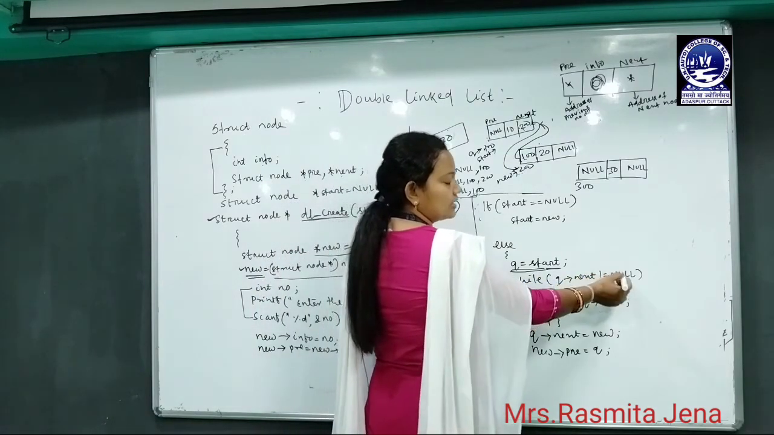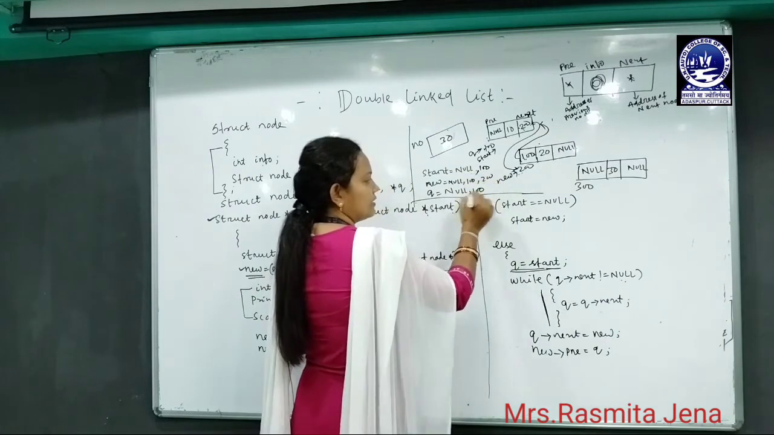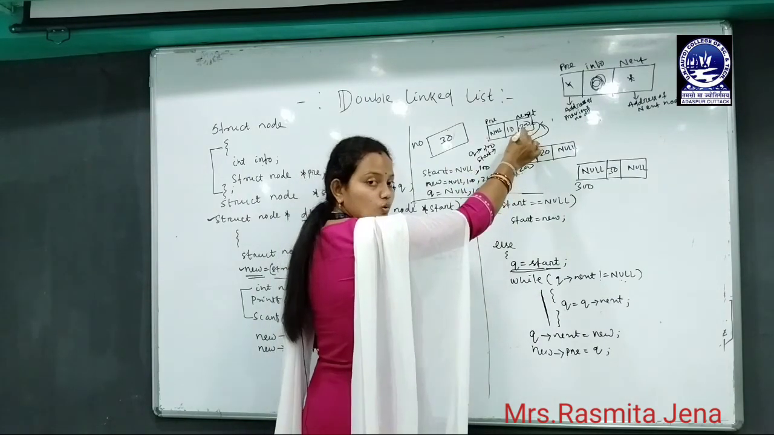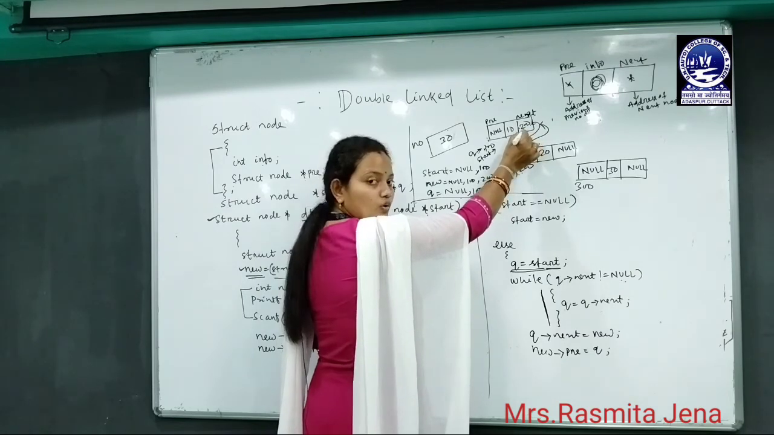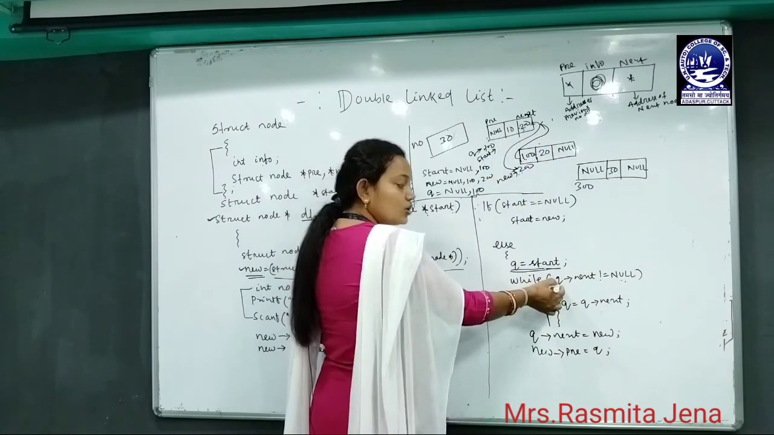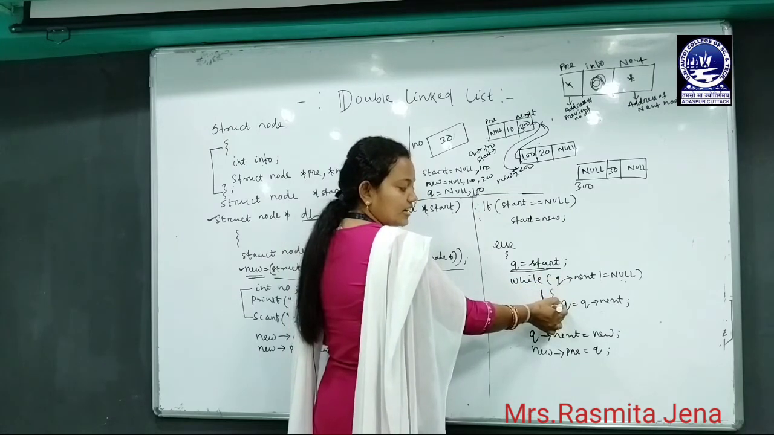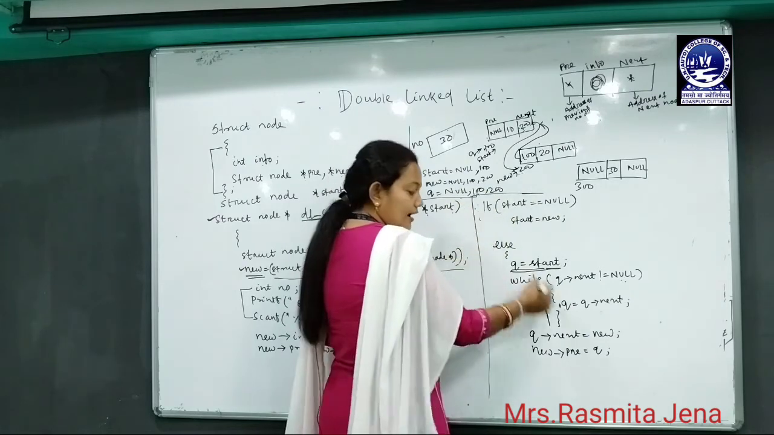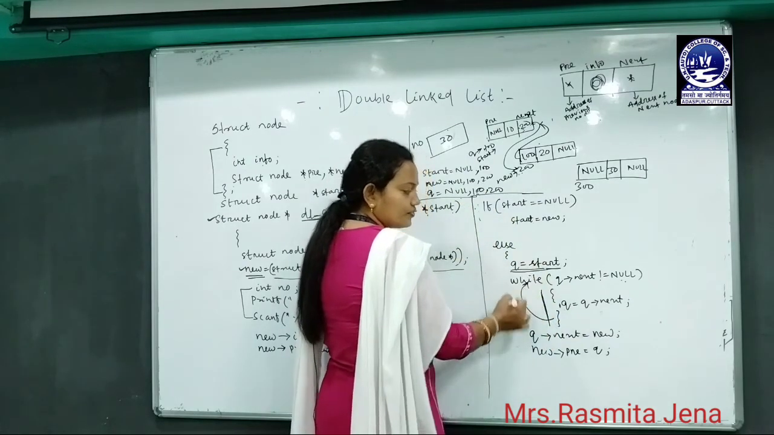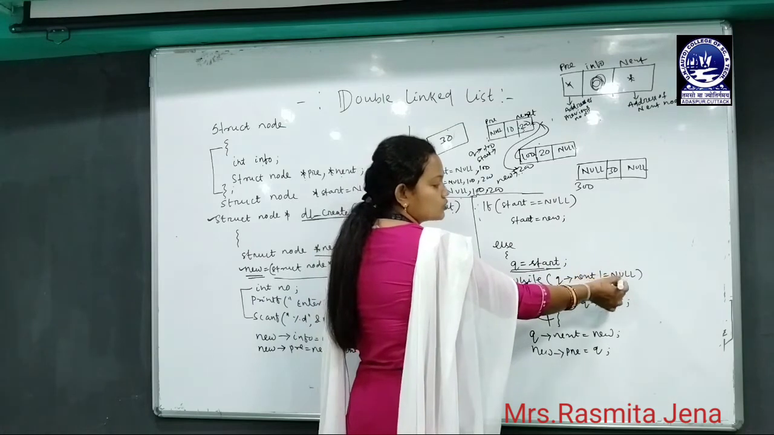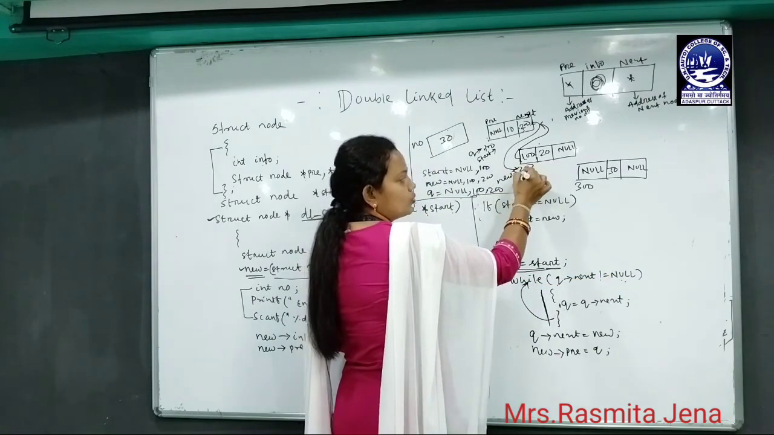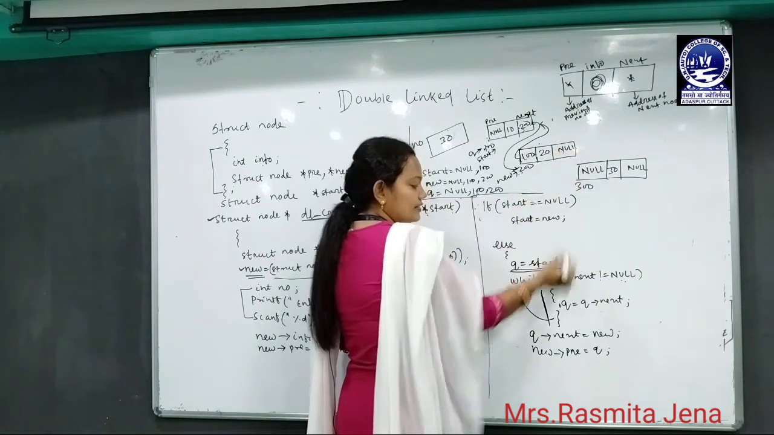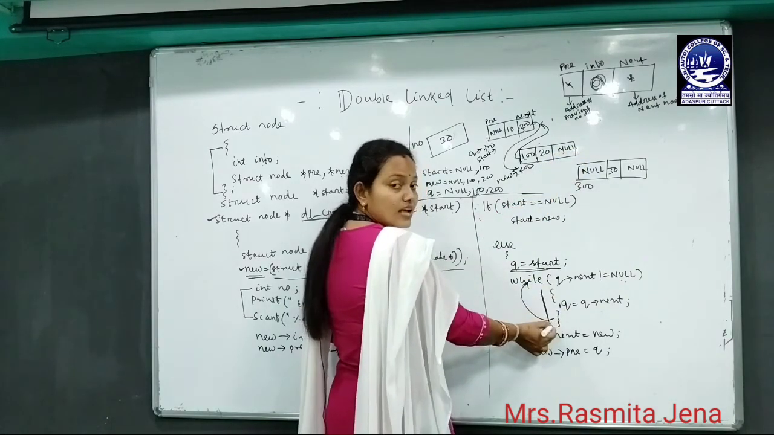So I will check the condition: q next is not equals to null. So q is 100, and the next content is 200, so the condition is true. As this condition is true, we will execute the statement q equals to q next. So q becomes 200, and again we check q next is not equals to null. That means 200 next is null, so the condition is false. As this condition is false, we will exit from the loop.